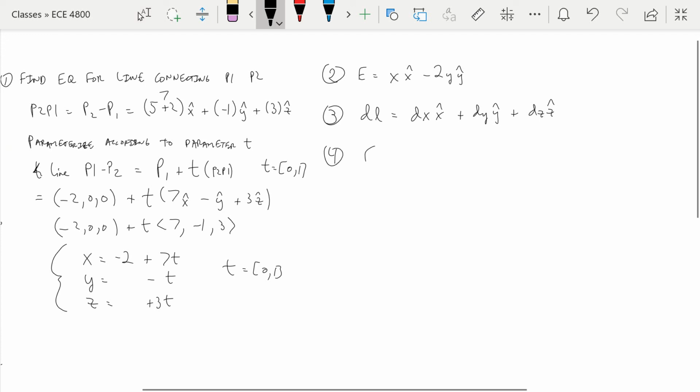All right, so now for E dot dl, you take the dot product of the two. The x terms give you x dx. Then the y terms give you minus 2y dy.